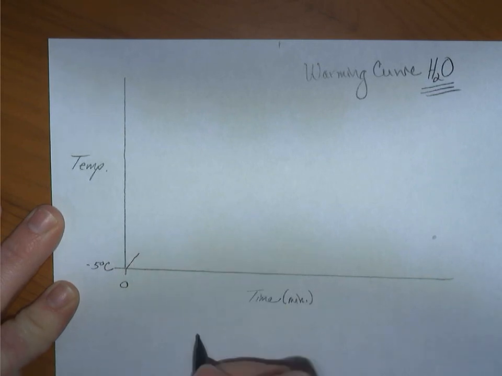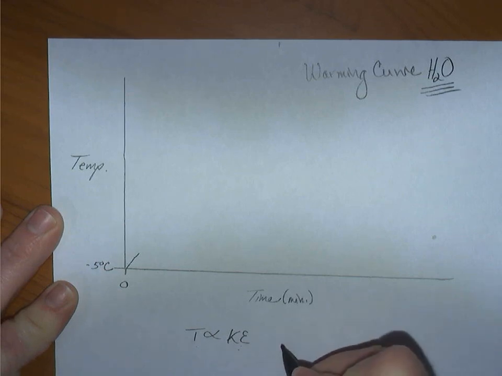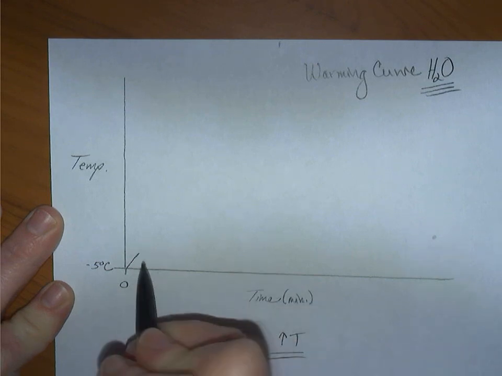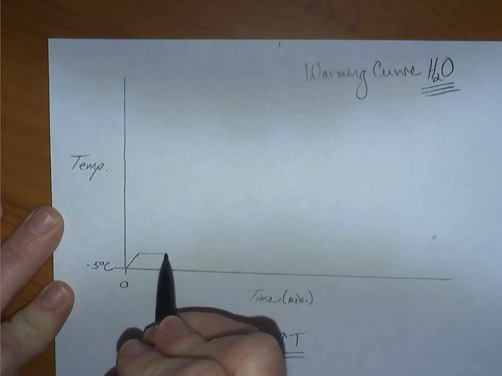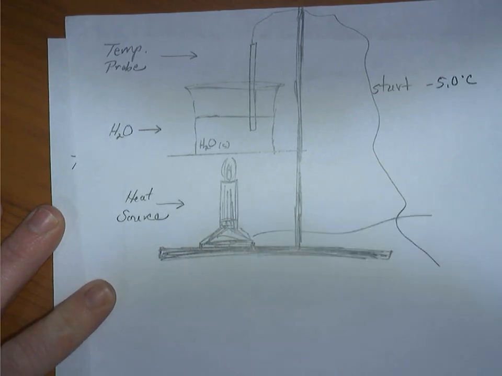I mean, temperature is directly related to kinetic energy. Temperature is a measure of the average kinetic energy. So as we're adding heat, we should increase temperature. Well, our temperature is going to go up, but then it's going to flatline. It all of a sudden stops changing, but we haven't turned off our Bunsen burner.